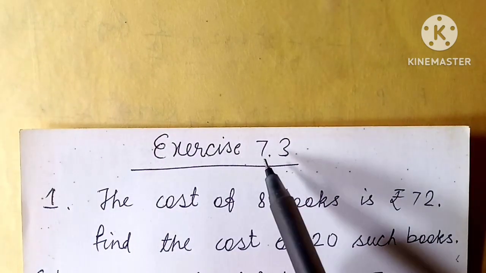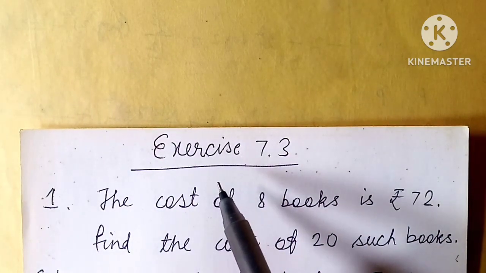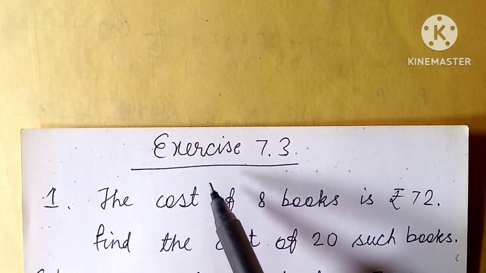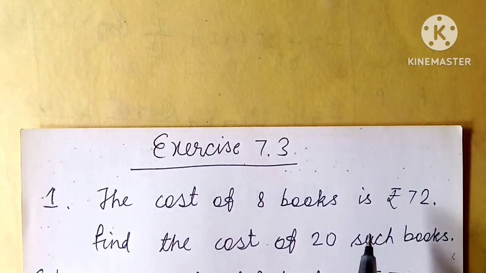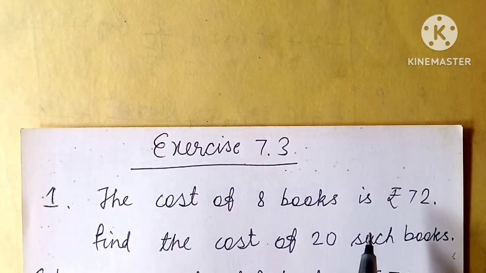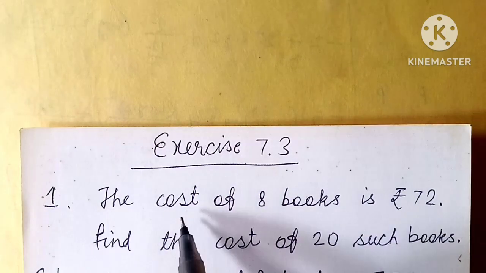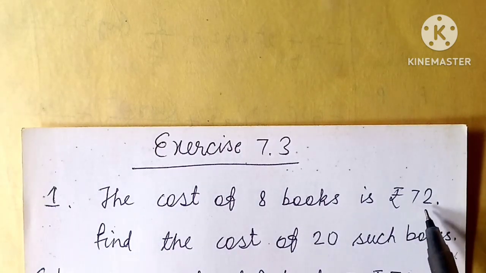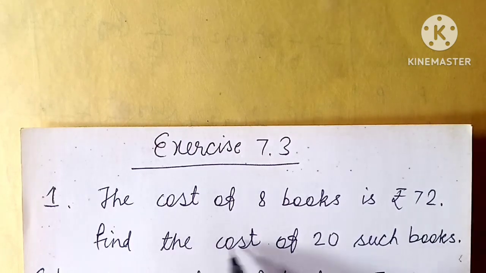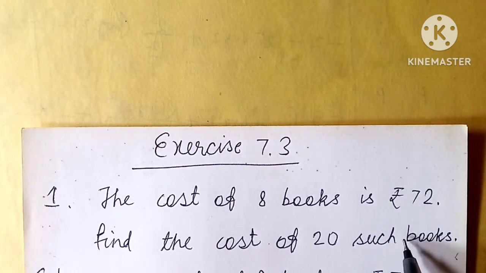I am going to solve exercise 7.3 and some special questions. It is based on the unitary method. Let us discuss. The question is, the cost of 8 books is rupees 72. Find the cost of 20 such books.